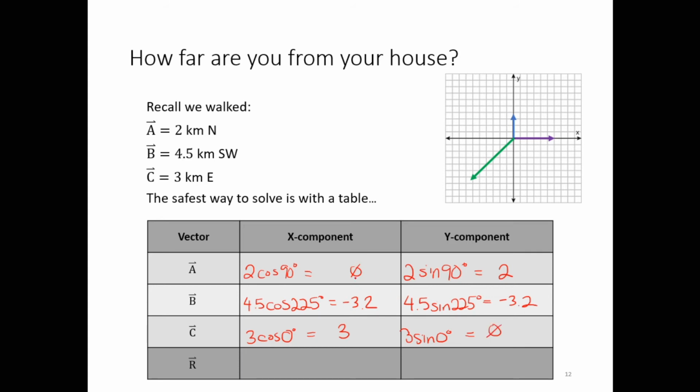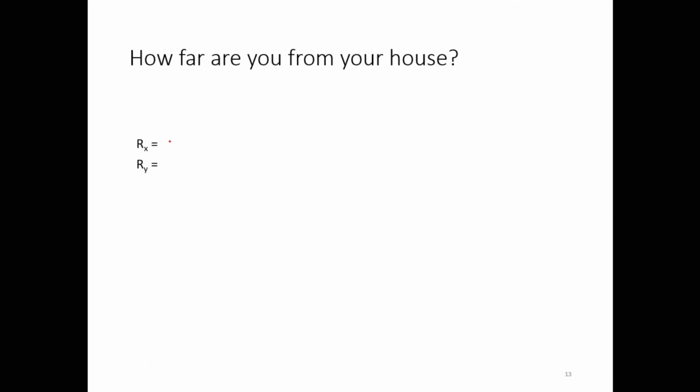So basically, to find the resultant x, I'm going to add 0 plus negative 3.2, just keeping the signs very, very clear, plus 3, and I'm going to have a resultant x of negative 0.2. Same here, 2 plus negative 3.2, which is the same as 2 minus 3.2, plus 0 gives me negative 1.2. Okay, so I have the x and y components of my resultant vector. I'm just going to write those down here. I knew I'd run out of room.